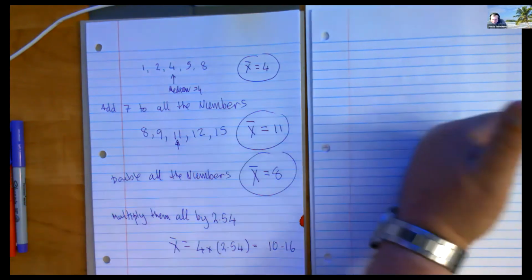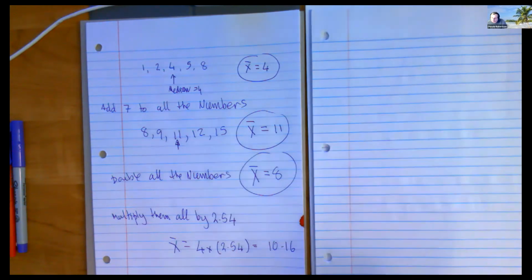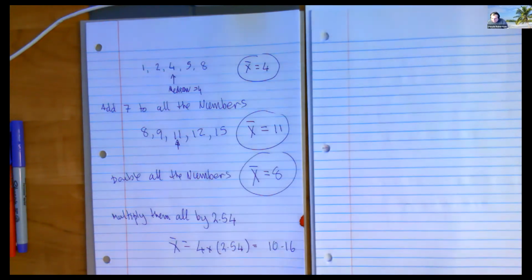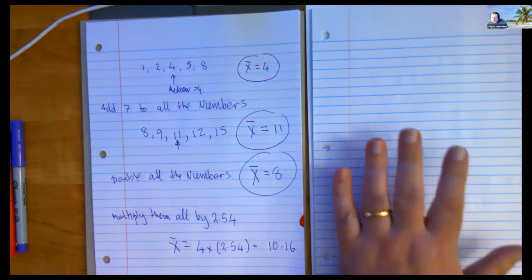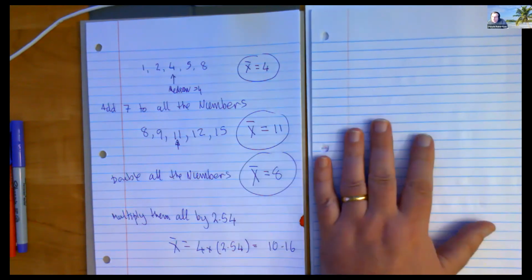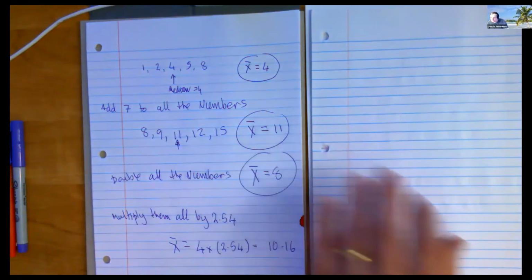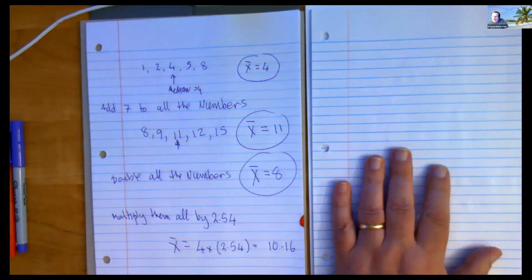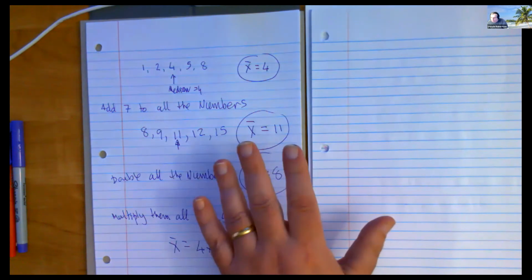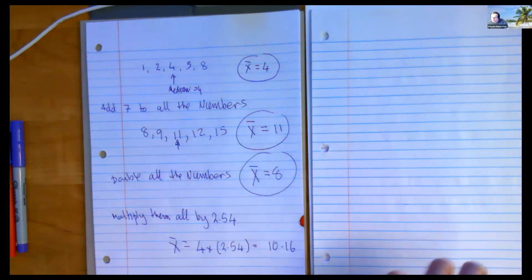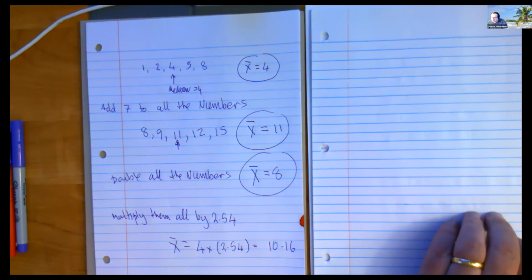So if you do the mean or you do the median and you do basic calculations to all the data, and by basic calculations, I just mean you add the same number to all of them, or you subtract the same number from all of them, or you double all the numbers. So you multiply them all by 2.54. Doesn't the same thing happen to the mean and to the median? Whatever you did to the data, the same thing's going to happen to your measures of center.